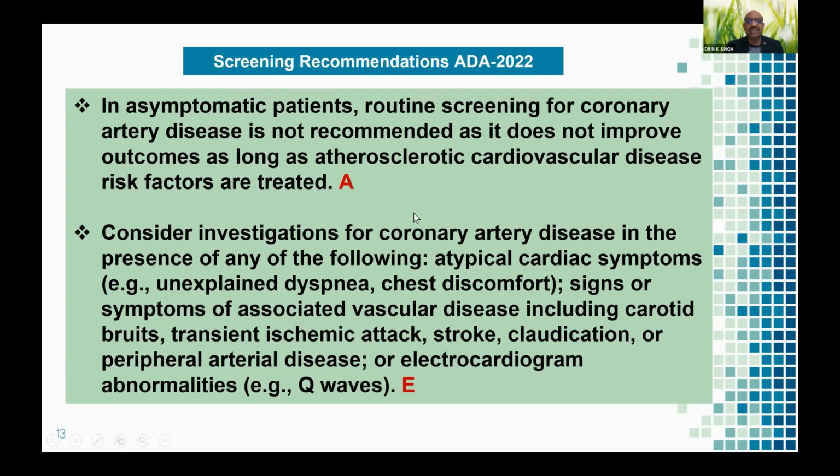So consider investigation for coronary artery disease in the presence of any of these symptoms: if the patient is coming with atypical cardiac symptoms like unexplained dyspnea, chest discomfort, signs or symptoms of associated vascular disease, including carotid bruits, transient ischemic attack, a stroke, claudication, or peripheral arterial disease, or the electrocardiogram is showing some Q waves. Then you should proceed for a screening.